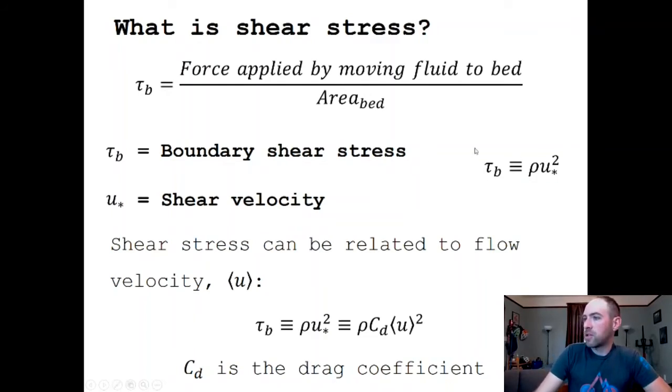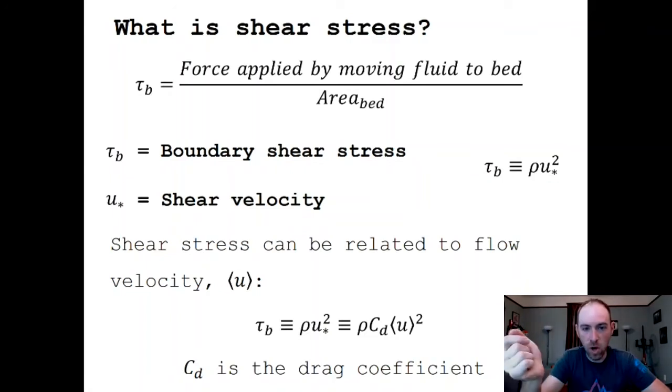And so we can define it in a number of different ways. The first way that I would say is the most convenient usage here is that shear stress is defined as the density of the fluid times this term which we'll call shear velocity squared. Shear velocity is a term that basically describes the near bed turbulent energetics of the flow, right?